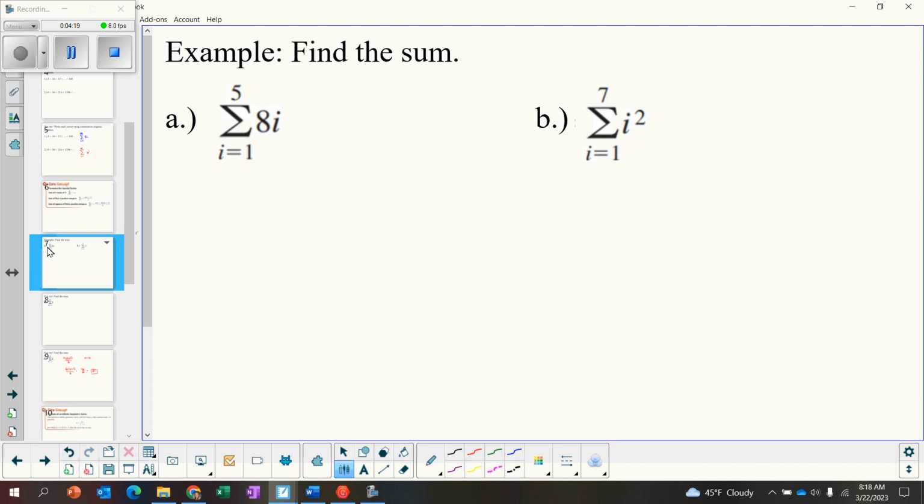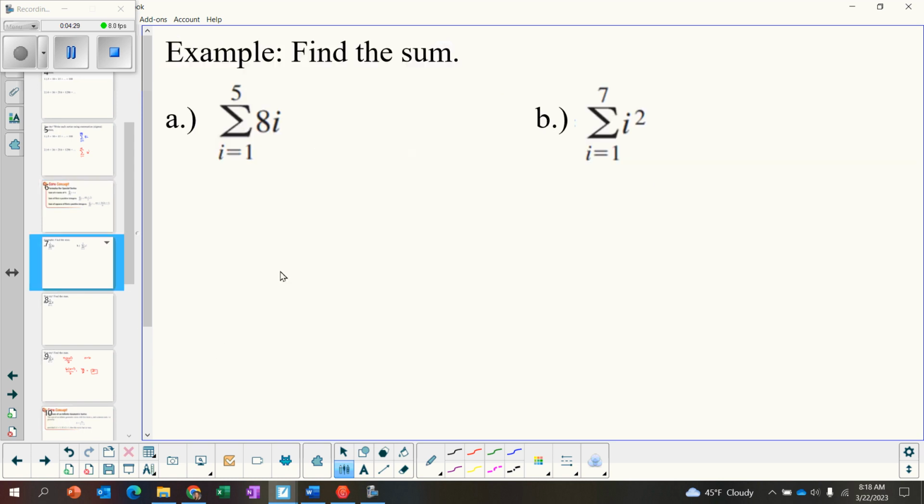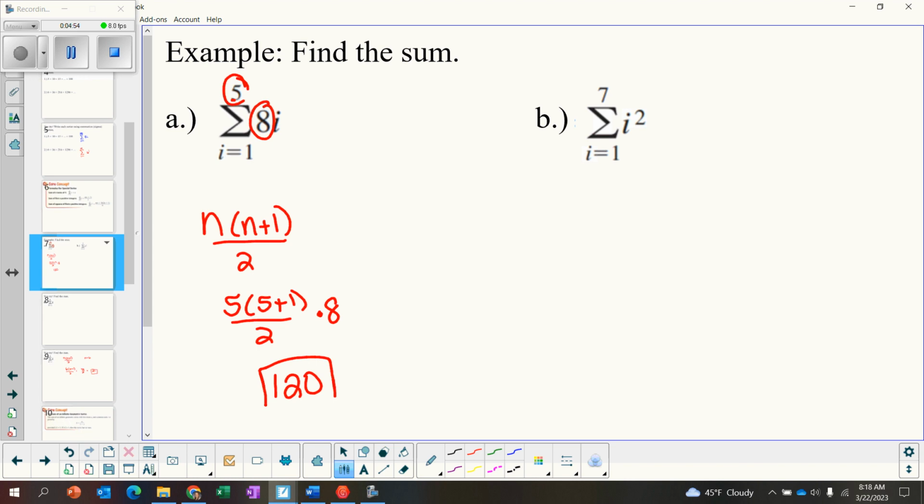We're definitely going to have to refer back to these rules each time we have a new problem. So for our first one, find the sum. This one is 8i, and it looks most like the one that had just i. So we're going to take the formula n times n plus 1 over 2. We know that n is the top number, so 5. So it should be 5 times 5 plus 1 over 2. 5 times 6 is 30, over 2 is 15. And this whole thing is going to get multiplied by this 8. 15 times 8 is 120, and that's our answer.